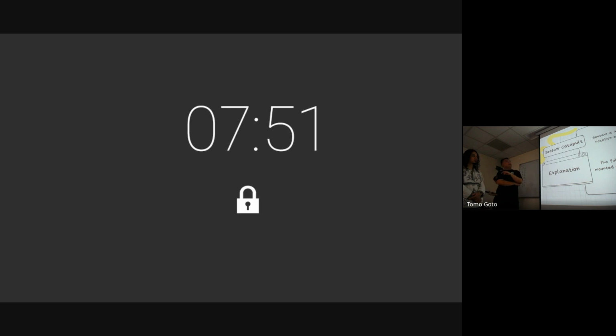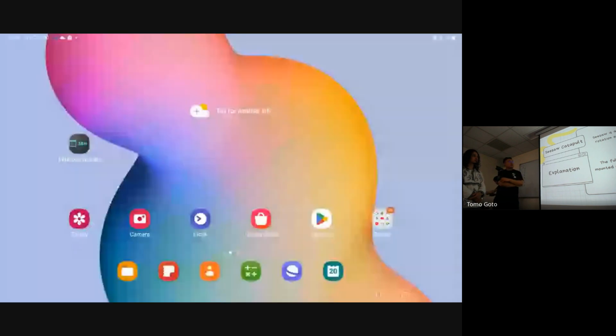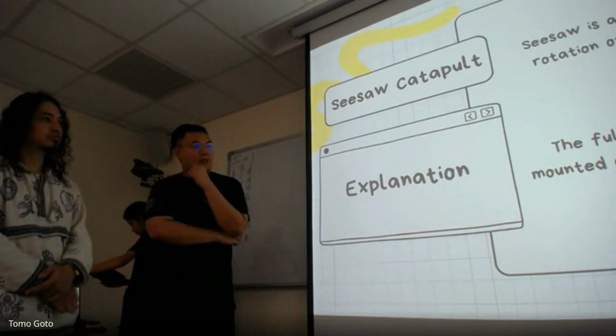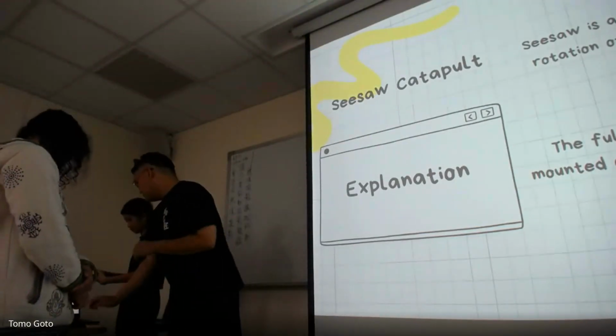So here's the explanation of the simple machine. A lever, the seesaw, is a simple machine that allows the rotation of an object around a fixed point. This fixed point is called the fulcrum, which is the pivot point that an arm is mounted on. It allows the arm to move freely.